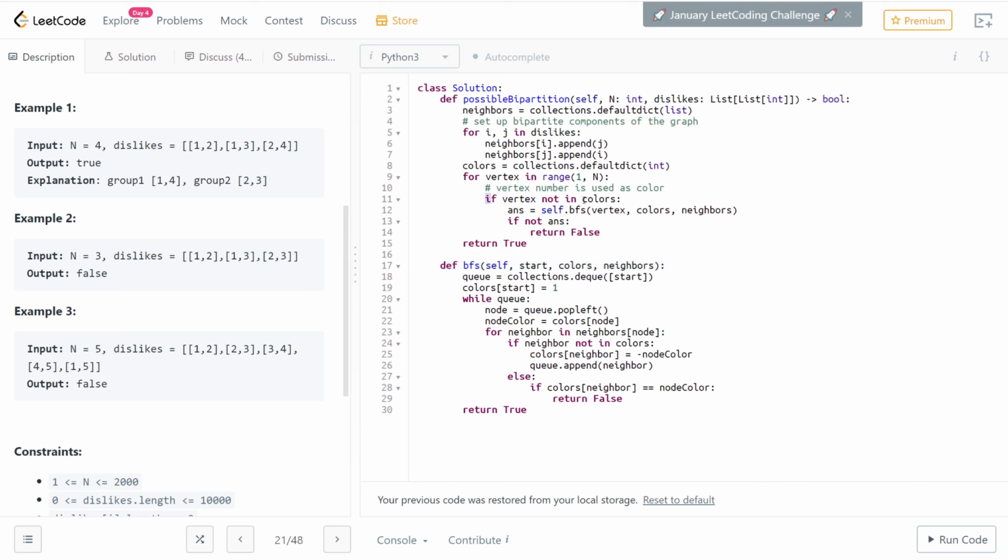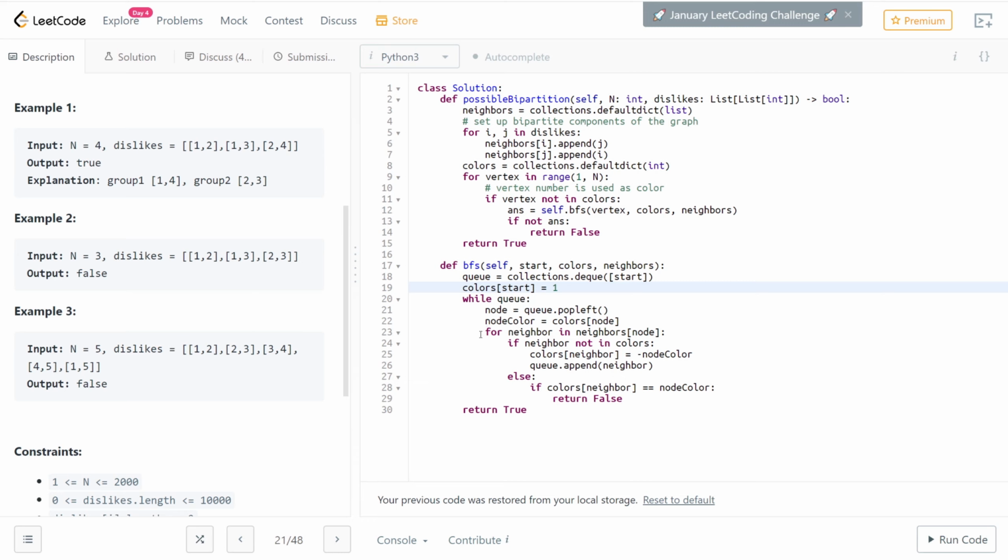But if they've already been visited, then we skip them. We call BFS on every vertex that hasn't been processed. And then in our BFS, we have a queue. We pop left, and then we color it. Our starting color is going to be 1, and there are only two colors, 1 and -1.